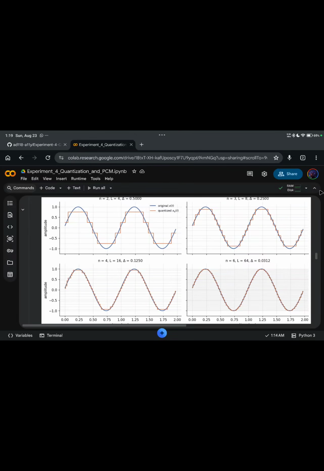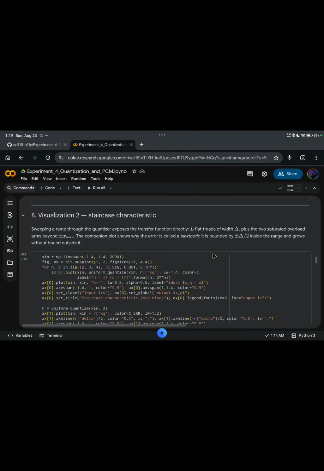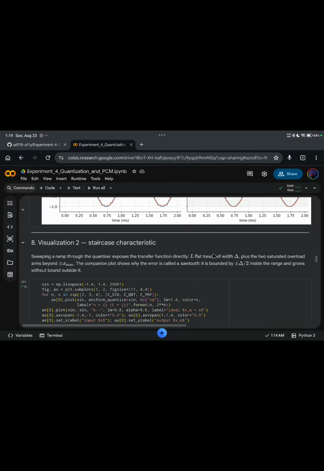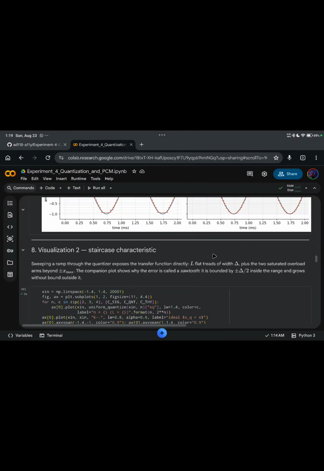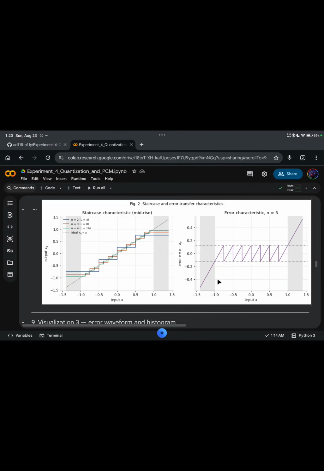In cell 13, this plot shows the transfer characteristics of the quantizer. The horizontal sections represent levels. For higher bit resolution, the number of steps increases and the step width becomes smaller.